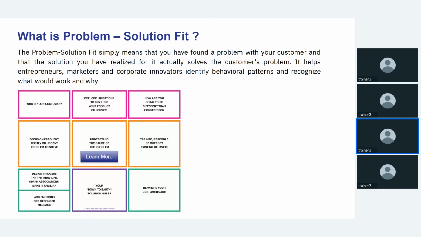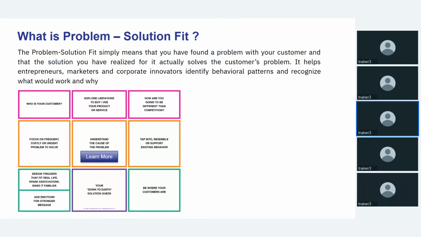And design triggers: you need to check that and fit real-life sparks, association. Make it familiar, add emotions, and give a strong message. You need to connect with people, then you are going to get good business. That is the main thing. For example, Zomato and Swiggy nowadays use meme language which we use on social media. They adapt that to target some audience. In that way you need to connect with the people or users.